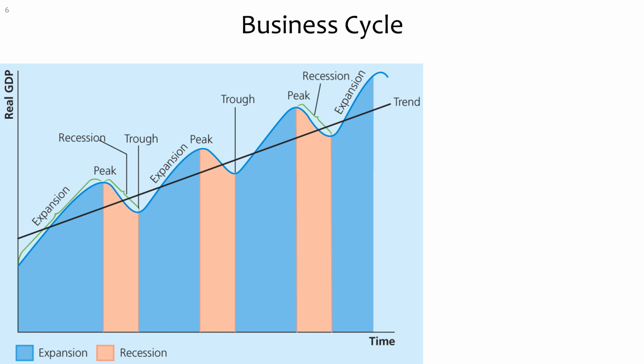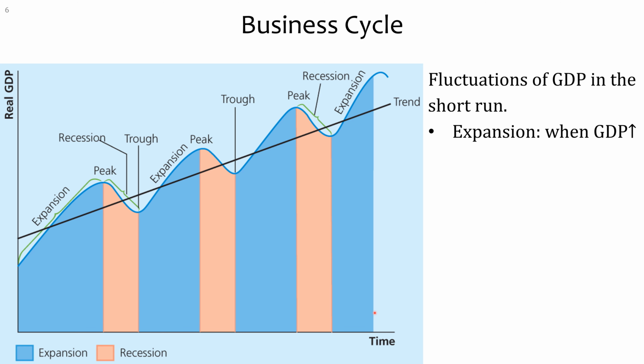The business cycle looks like what you see here with these wavy ups and downs of GDP. So you have GDP on one side and the time on the other side. So these are the fluctuations in the short run. Remember, in the long run, we call growth, which is the overall trend of GDP. So expansion is when GDP goes up. It's also called boom or recovery.